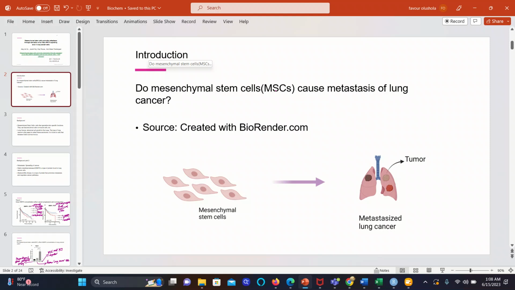So, we're first going to look at the overall research question, which is: do mesenchymal stem cells cause metastasis of lung cancer? Through this presentation, we're going to be able to answer this question and determine the effects of mesenchymal stem cells on metastasis of lung cancer.